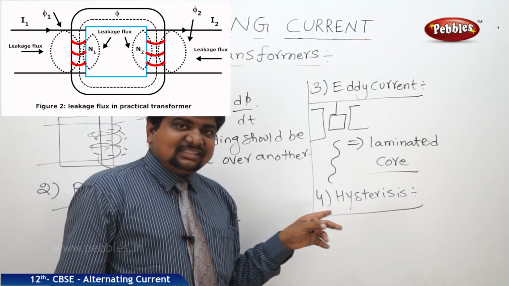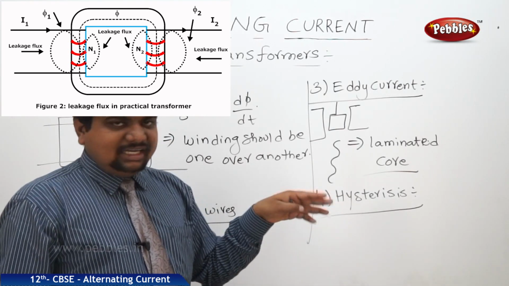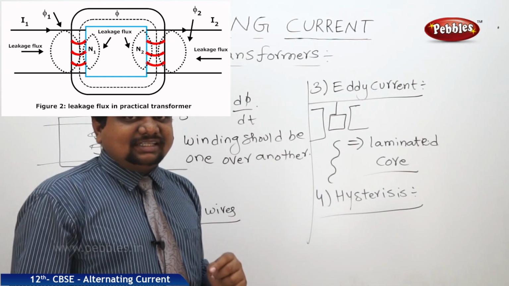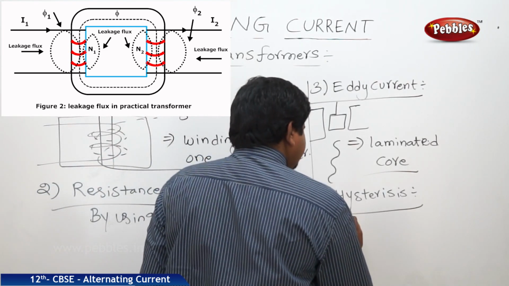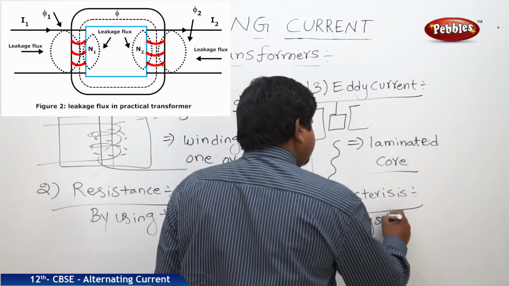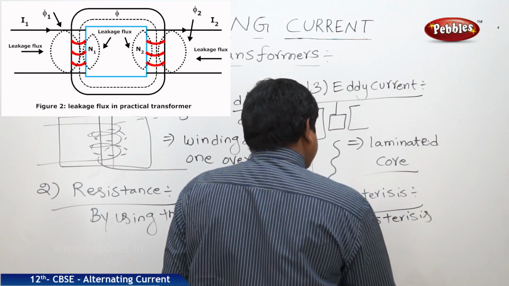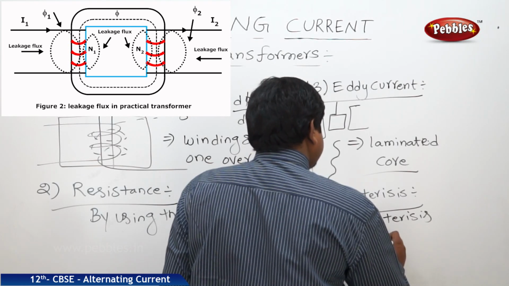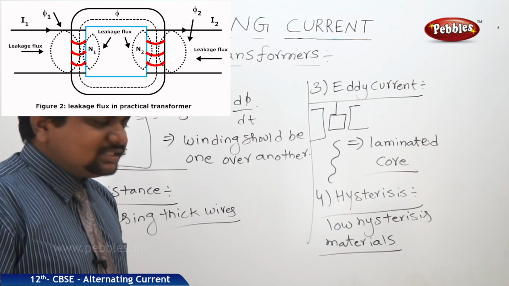How to reduce this hysteresis effect? Because of these hysteresis magnetic effects, the field direction will always be reversed. It will be a big problem in finalizing the answers. So that's why we should use low hysteresis materials, removing the hysteresis effects.